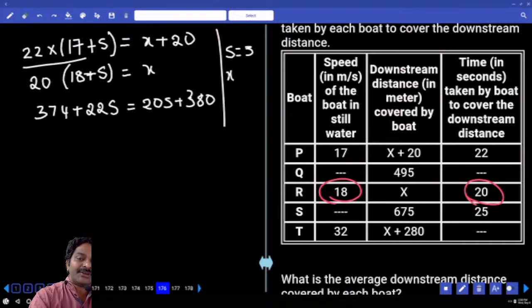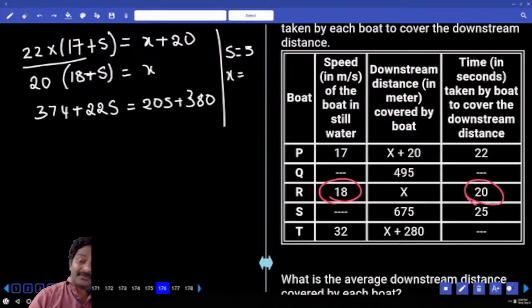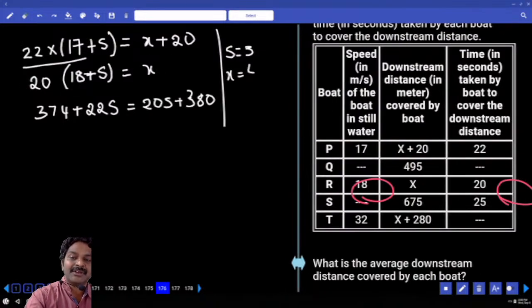If you substitute that S value here in this equation, can we get the X value or not? 18 plus 3, 21. 21 into 20, 420. So the X value also we got, which is equal to 420.